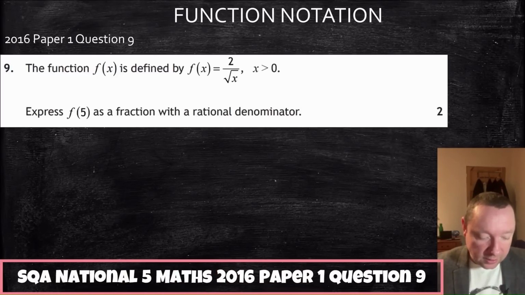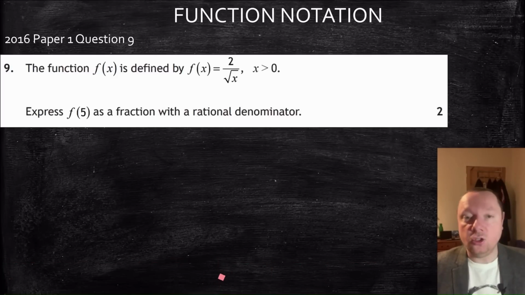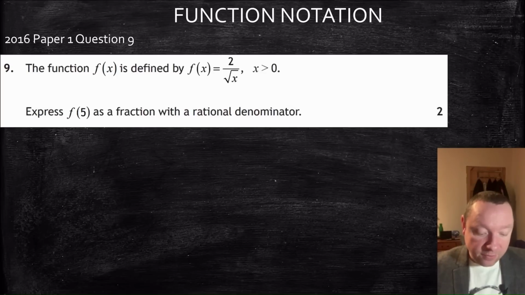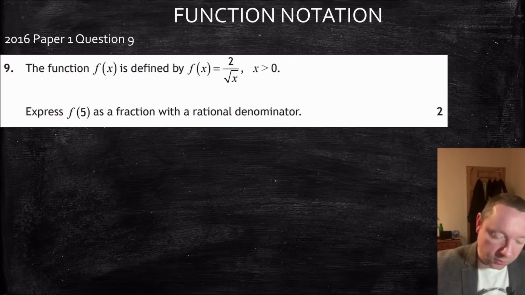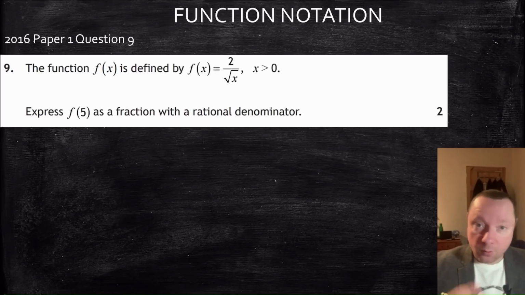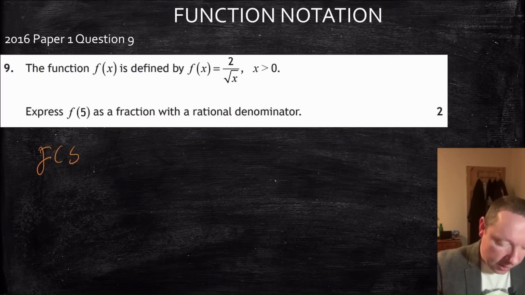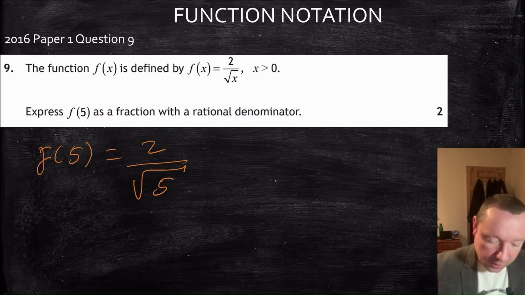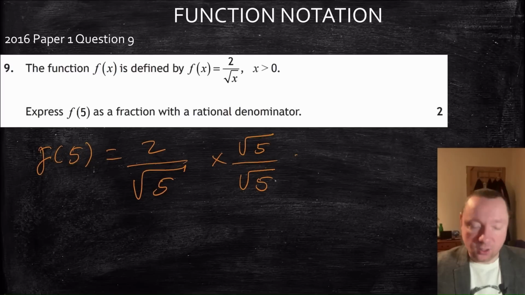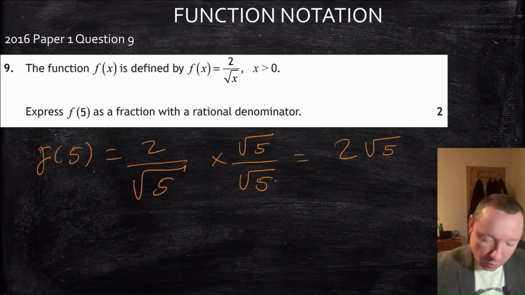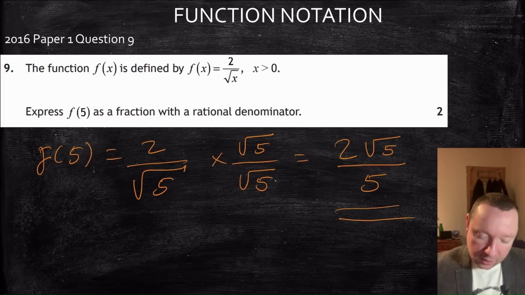The next question says, a function f of x is defined as f of x is 2 over root x. Express f of 5 as a fraction with a rational denominator. So we're coming in with surds here, but we're still the same point for part 1 for 1 mark. All you have to write is f of 5 equals 2 over root 5. And then working that out with surds, times the top and bottom by root 5 to rationalise the denominator. We get 2 root 5 on the top over 5 on the bottom, and that is as simple as it's going to get.